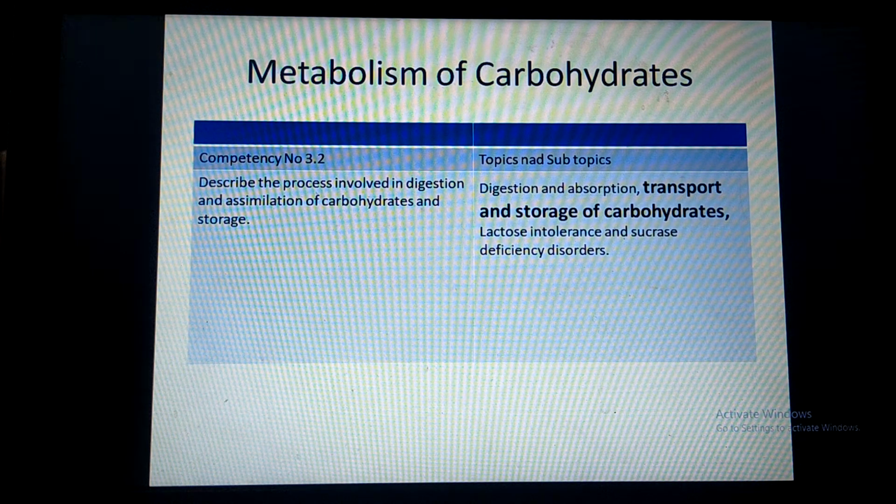We will continue with competency number 3.2 and today's topic is transport and storage of carbohydrates in the body.